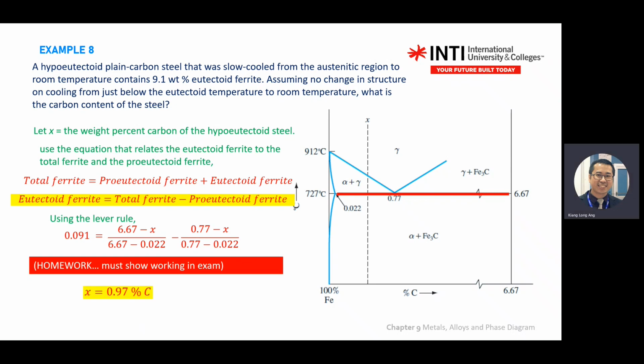Right. So you get x is 0.97% carbon. Right. So here on the slide, I just highlight that in the exam, show the working, the working on how you get your answer. Okay. Meaning if you have a quadratic equation, then you show how you find the root.